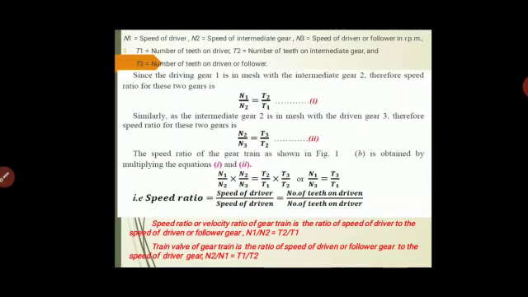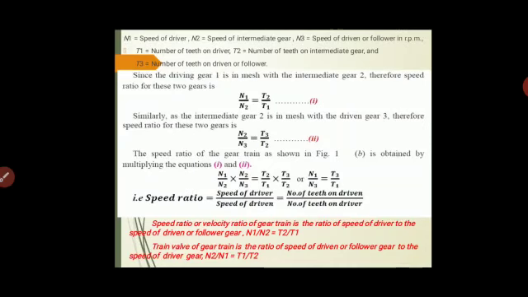So in general, we can define the velocity ratio as the ratio of speed of the driver to the speed of the driven, or it can also be defined as the number of teeth on the driven to the number of teeth on the driver. The next term associated with the simple gear train is the train value, which is defined as the reciprocal of the speed ratio, which is nothing but the ratio of speed of the driven or follower gear to the speed of the driver gear, and that is N2 by N1 equals T1 by T2.